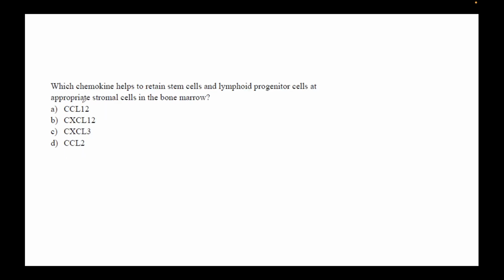Which chemokine helps to retain stem cells and lymphoid progenitor cells at the appropriate stromal cells in the bone marrow? CXCL12 was the chemokine which helped to retain the stem cells and lymphoid progenitor cells in the stromal cells and in the bone marrow.